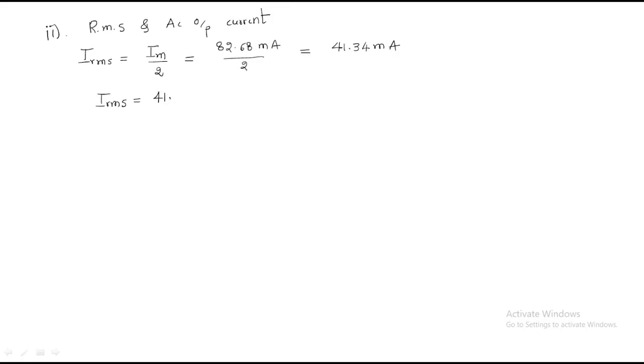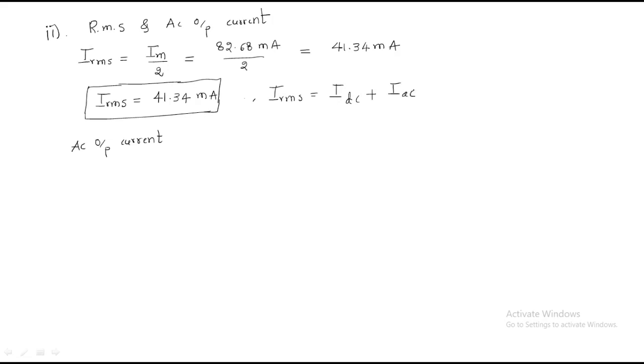IRMS value, that is 41.34 milliamps. Next, we have to find out the AC output current. Here we have the RMS value. Generally, RMS is a combination of DC current as well as AC current.